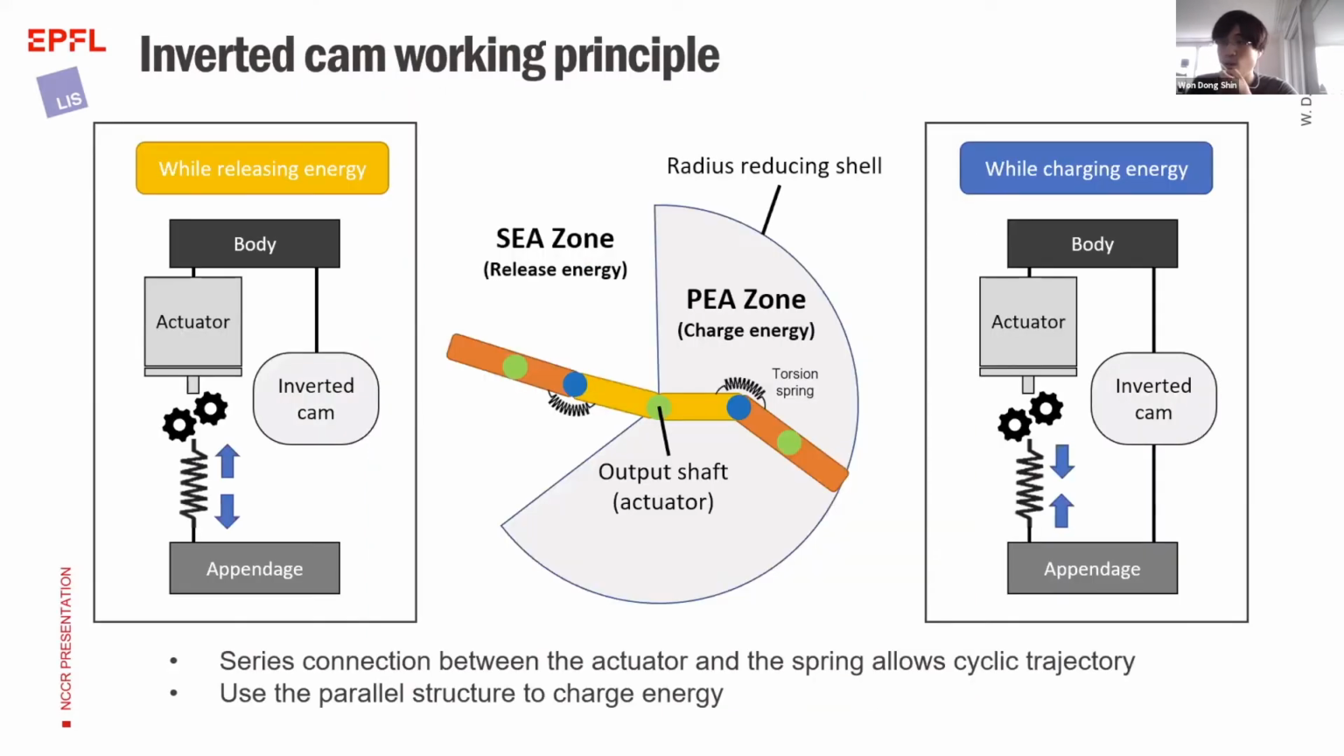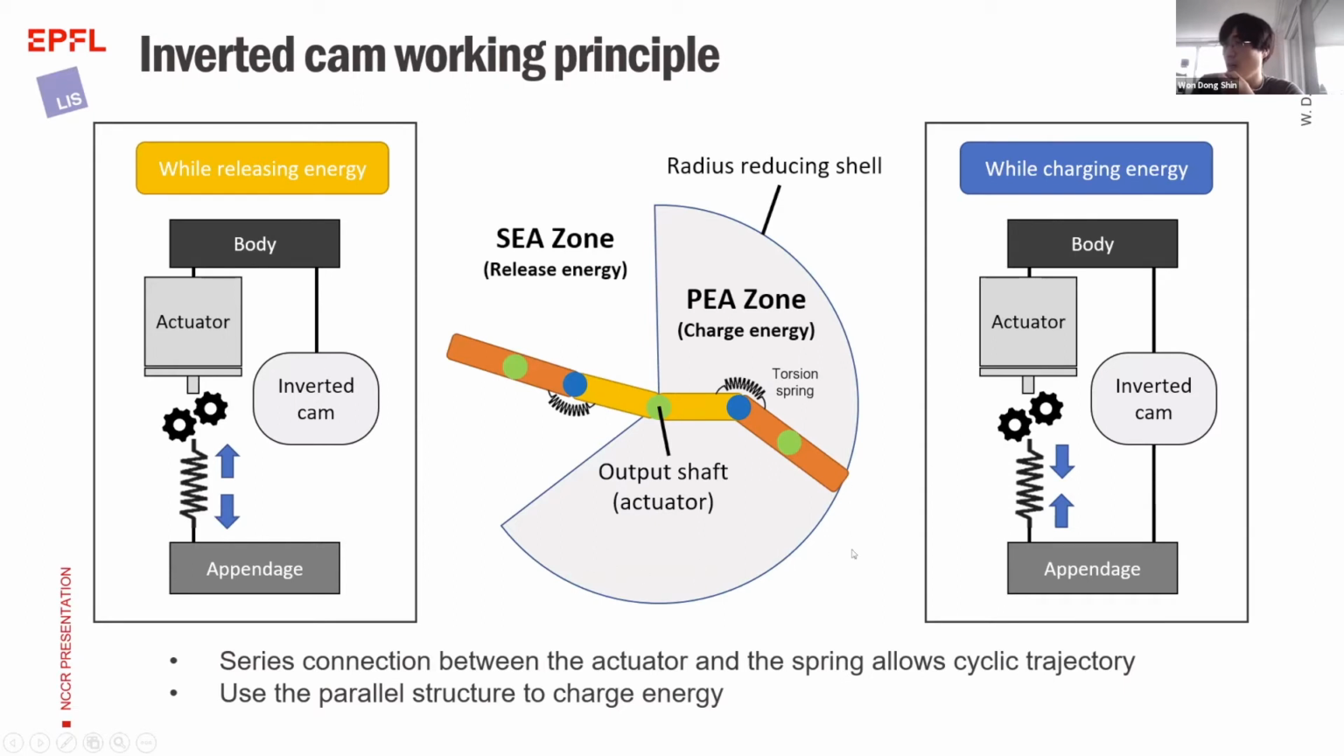In more detail, the inverted cam is actually based on a series elastic actuation, but it stores energy using a parallel structure with the shell. This is where we store the energy, shown on the right. While we're charging the energy, we connect the series elastic actuation with this inverted cam in parallel. You can see we do so by having this contact here. The shell is having contact with this linkage here.